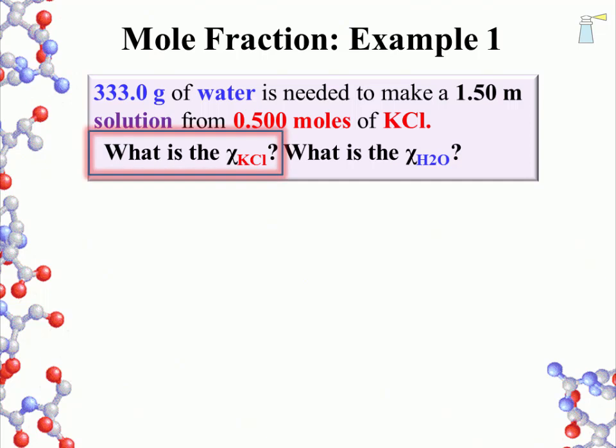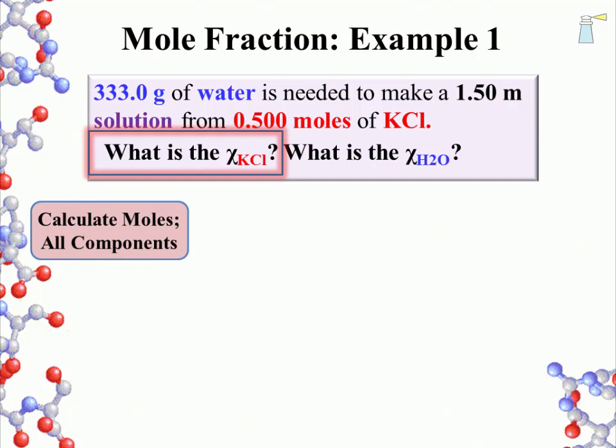Beginning with the potassium chloride's mole fraction, but sharing the first two steps with water's mole fraction. Calculate the moles for all components. The potassium chloride was nicely provided in mole form, so that compound is set. The 333.0 grams of water will need to be converted into moles of water.